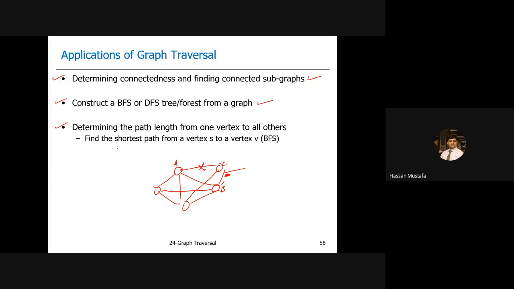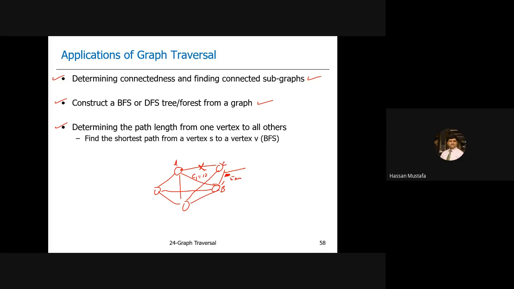For the third algorithm, the third point: determine the path length from one vertex to all others. When I was connecting these edges to make this graph connected, I can also check the cost of each edge. Maybe the cost is C1, maybe 10 kilometers, and this one is 5 kilometers. So I can count this cost as well. Counting the cost may give me the solution if I want to find the best path to reach a destination.